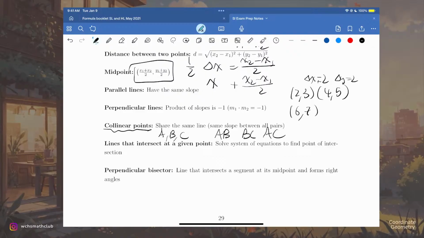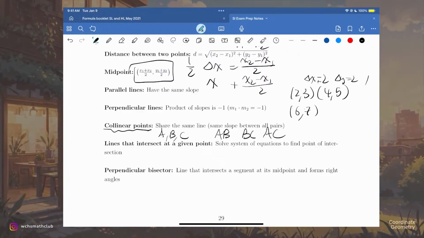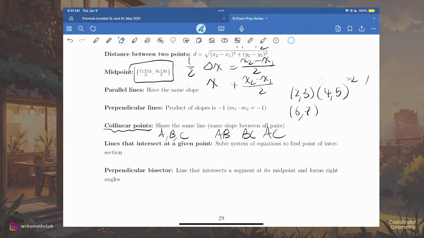So the slope between these points is 1. You can similarly check that the slope between these two is also 1, and the slope between this and this is 4 over 4, which equals 1. And these 3 points are collinear.